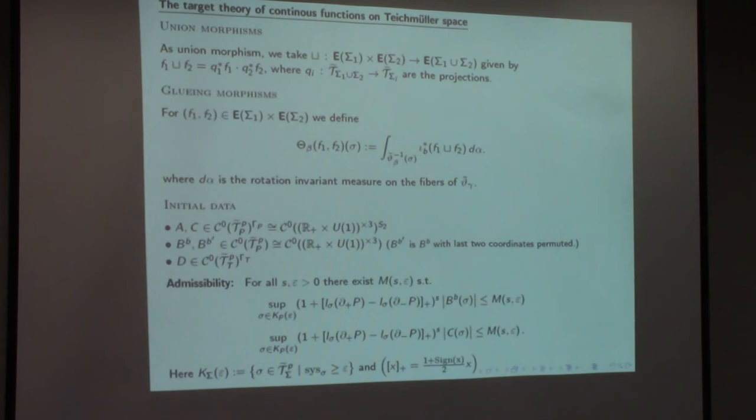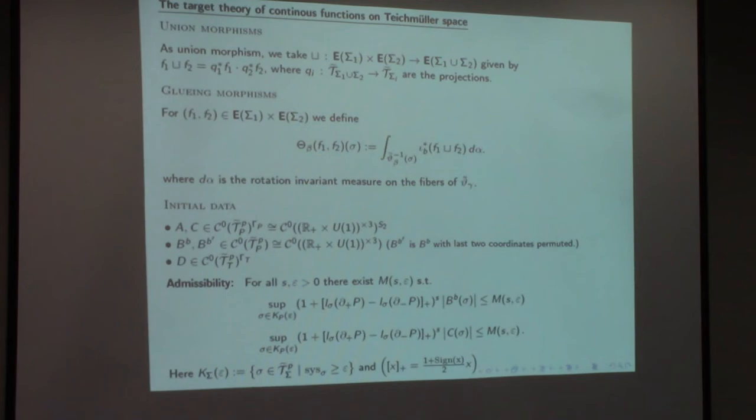The gluing morphism. Well, what I do now is I just take two functions, which are continuous functions on the two Teichmuller spaces of two surfaces. Then I first restrict it to where the lengths agree that I want to glue on. And then on that space, that was this U1 bundle, I just integrate the result along these U1 fibers with respect to some rotation invariant measure that gives the fiber volume 1. So that's the gluing morphism.